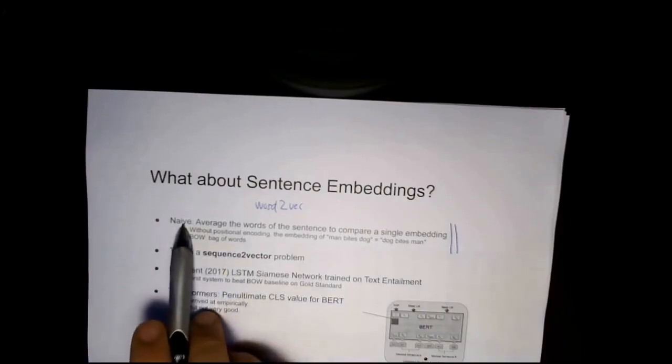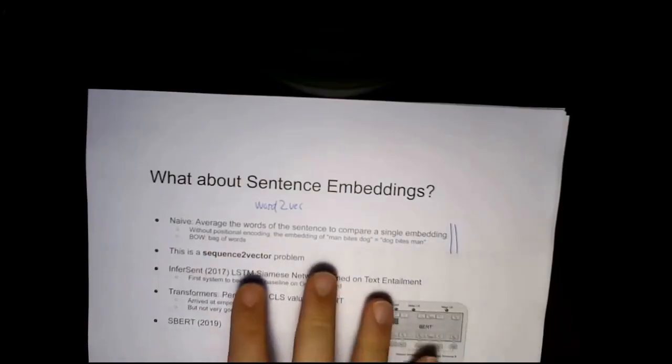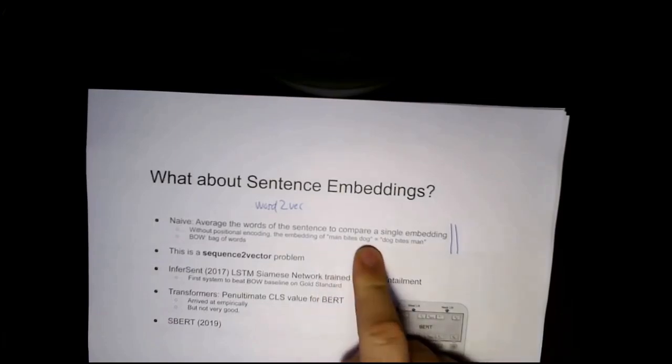And the naive way to do it is you simply take all the words in the sentence and average them. When I say word or token, I'm using them interchangeably. If each has 512 dimensions, then for "man bites dog" I could take the embedding for man, for bites, and for dog, and take the average vector in 512-dimensional space.